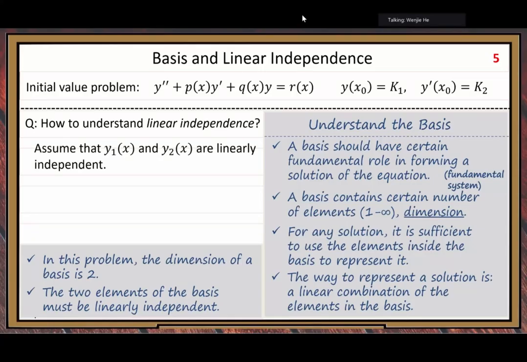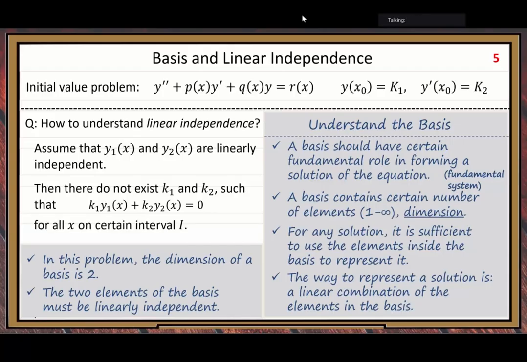Assume y1 and y2 are linearly independent. Then there do not exist k1 and k2, two constants, such that k1 y1 function plus k2 y2 function equals 0 for all x on certain interval I. This is the definition of linear independence.